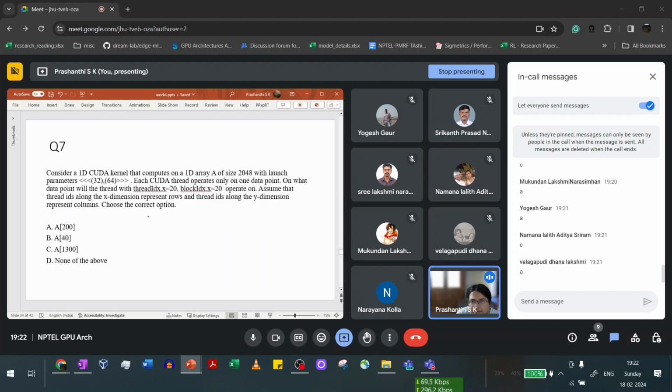Okay, next question. Consider a 1D CUDA kernel that computes on a 1D array A of size 2048 with launch parameters 32, 64. Each CUDA thread operates only on one data point. On what data point will the thread with thread id.x equal to 20, block idx.x equal to 20 operate on? Assume that thread IDs along the x dimension represent rows and thread IDs along the y dimension represent columns. Again, this may take 2 or 3 minutes. Take your time to calculate.